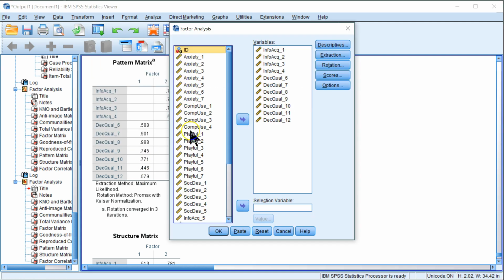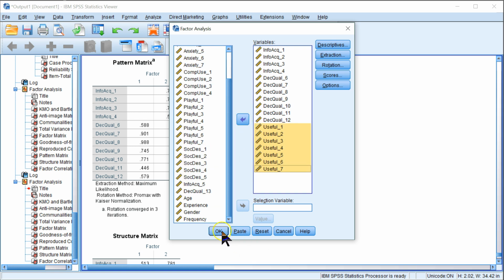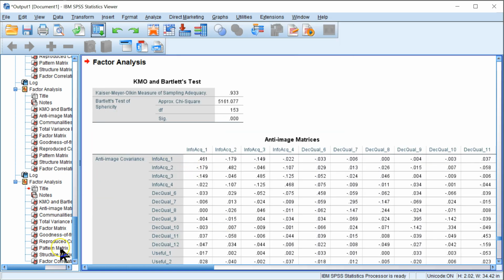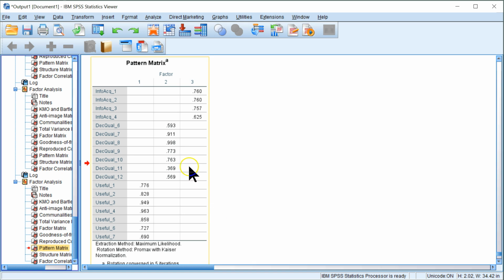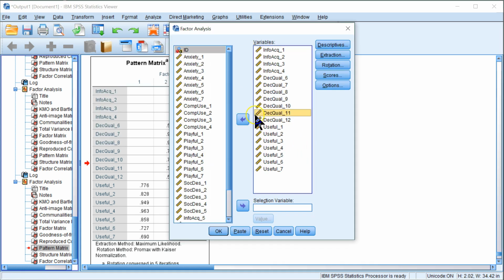I'm going to throw in a really strong construct, like usefulness. This is a very strong construct. It holds together very nicely. Jumps straight to the pattern matrix. All right. I'm going to go ahead and drop decision quality 11. That loading is just far too low for my liking. The rest seems all right. So get rid of number 11, decision quality 11.